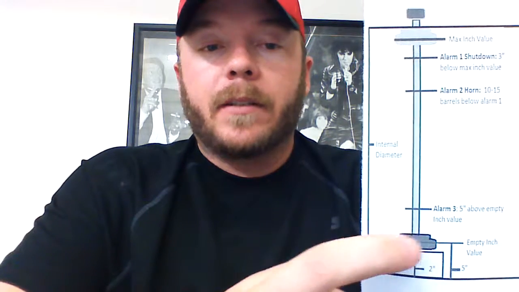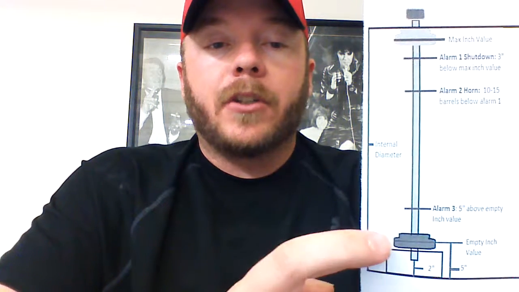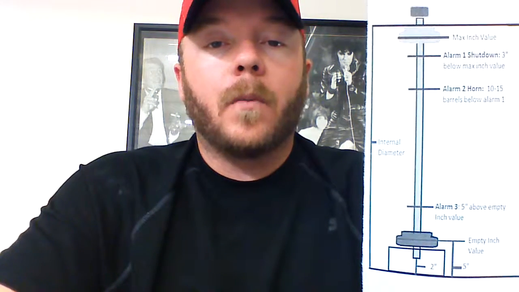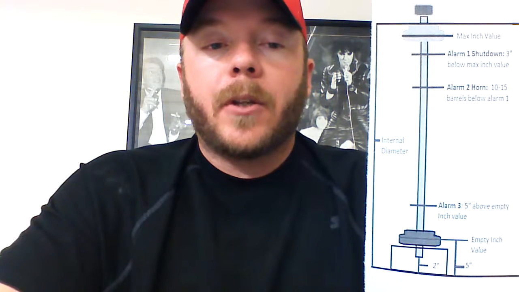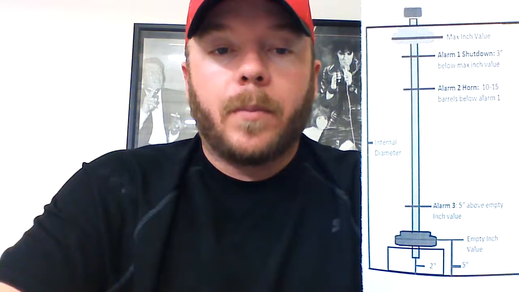You'll notice that the float is sitting about 5 inches off of the bottom. The float support itself is about 3.5 inches, and an inch and a half up on the float is where the magnetic field picks up the reed switches. So it's about 5 inches off the bottom. When we set the empty reading and we've gotten our empty inch value, then that's one part of the equation.